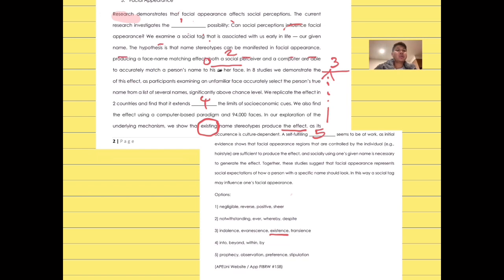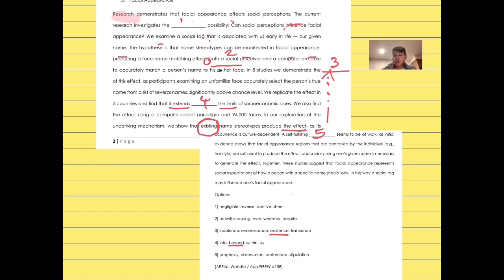Now we're moving on to number 4. We replicate the effect into countries and find that it extends dash the limits. This is testing our collocation here. Replicate means copy, we copy the effect into different countries and we find something extends dash the limits. You have to go with extend beyond the limits because its idiom is collocations. It extends beyond the limits.